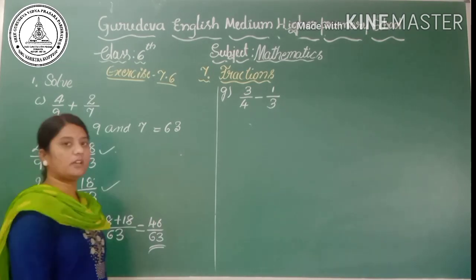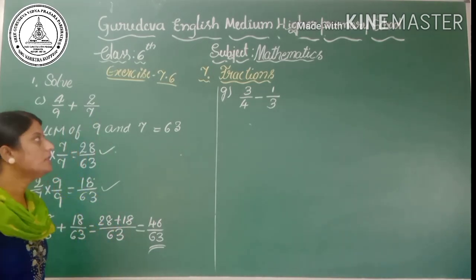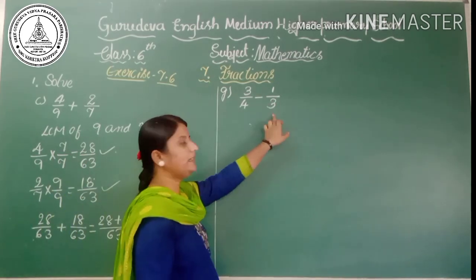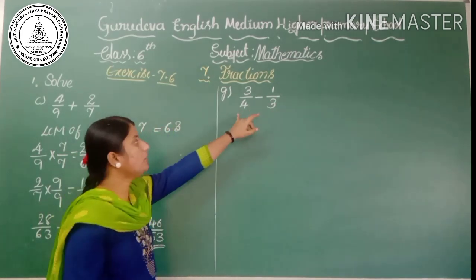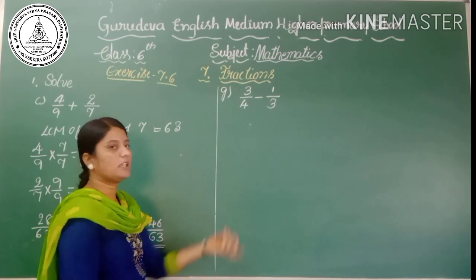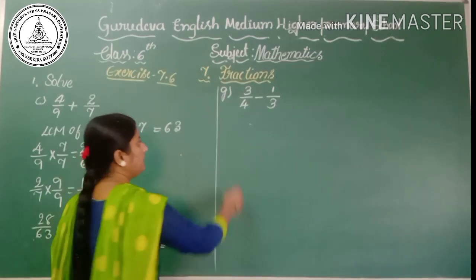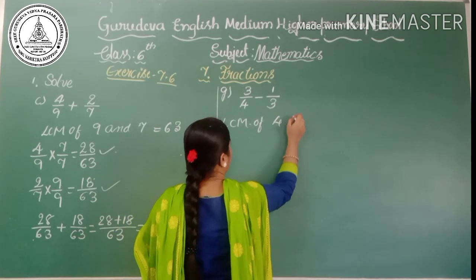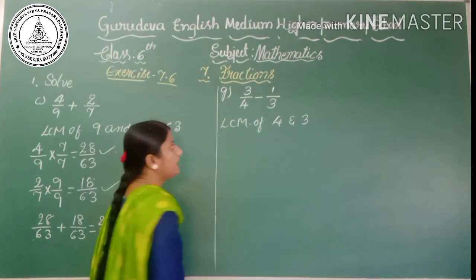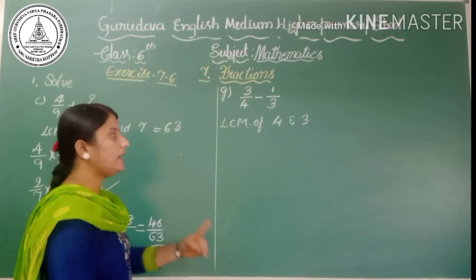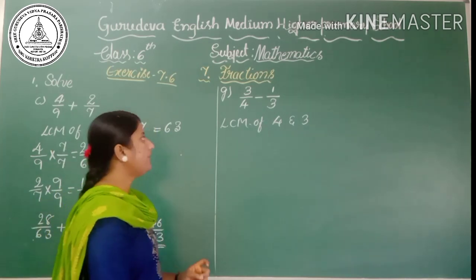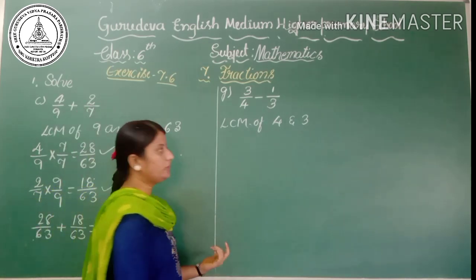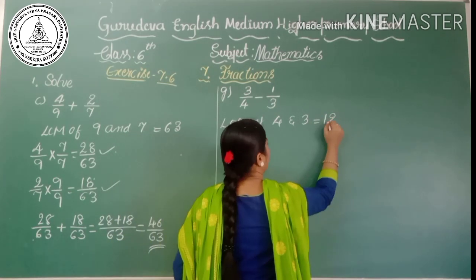It is a subtraction of two unlike fractions. So here 3 by 4 minus 1 by 3. Make it into like fractions by taking the LCM of the two denominators. Take the LCM of 4 and 3. 4 and 3 are co-prime numbers having only 1 as a common factor. Therefore, LCM is 4 times 3, which equals 12.